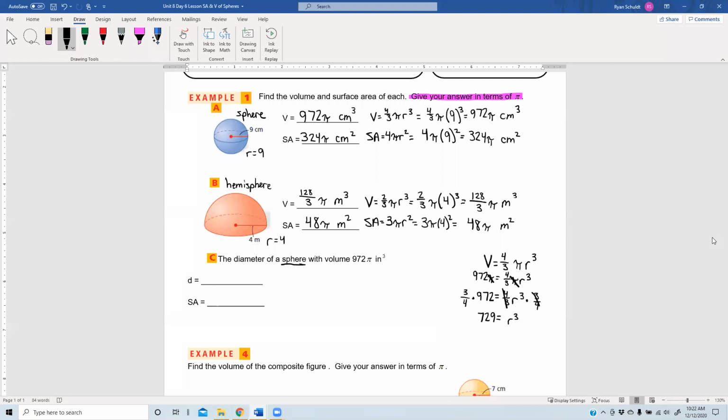And then just like how on the square, you'd tell me, oh, take the square root. Well, on the cube, we can take what's called the cube root. So we're going to take the cube root of 729.